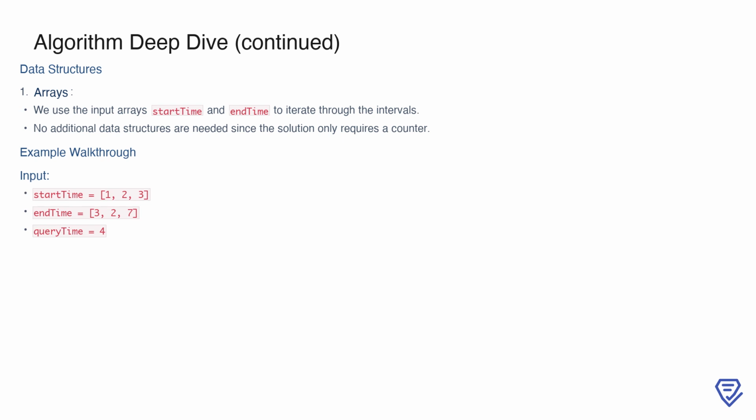The data structures used in this solution are minimal. We rely on the input arrays, startTime and endTime, to represent the intervals during which students are doing their homework. These arrays are sufficient for the task, and no additional data structures, such as lists or maps, are necessary since we only need to track a single counter.